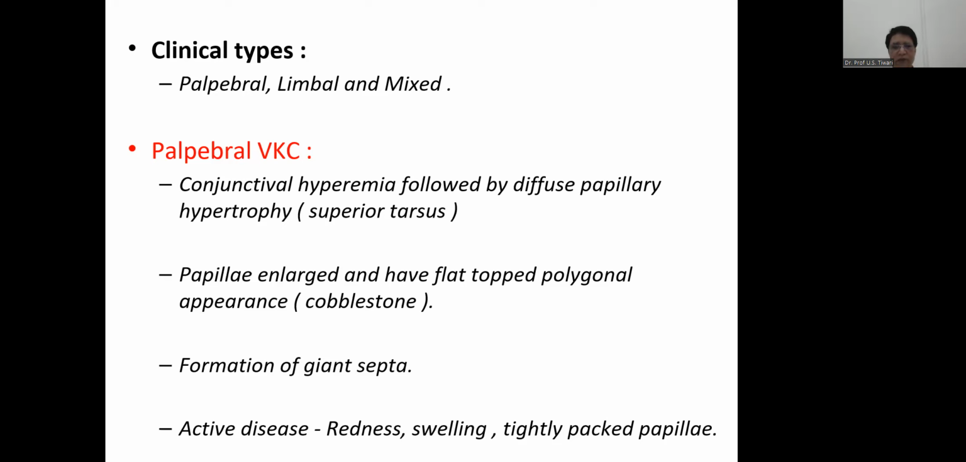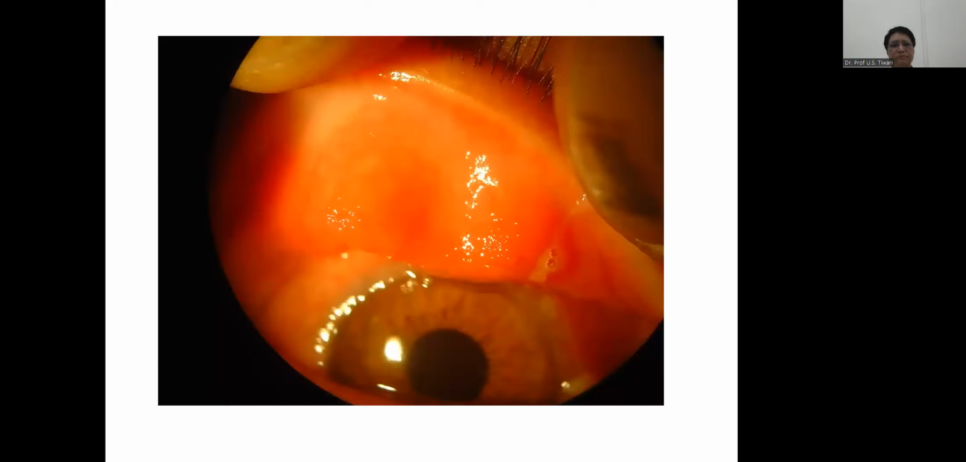The active disease is characterized by redness, swelling, and tightly packed papillae. And this is what I have already described. There is a papillary hyperplasia. The response is being seen in the upper palpebral conjunctiva. And you can see that this is the appearance of a case of papillary hyperplasia due to VKC.